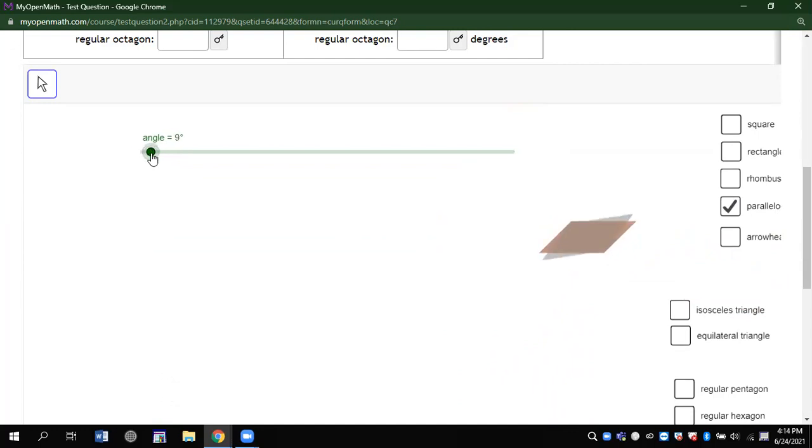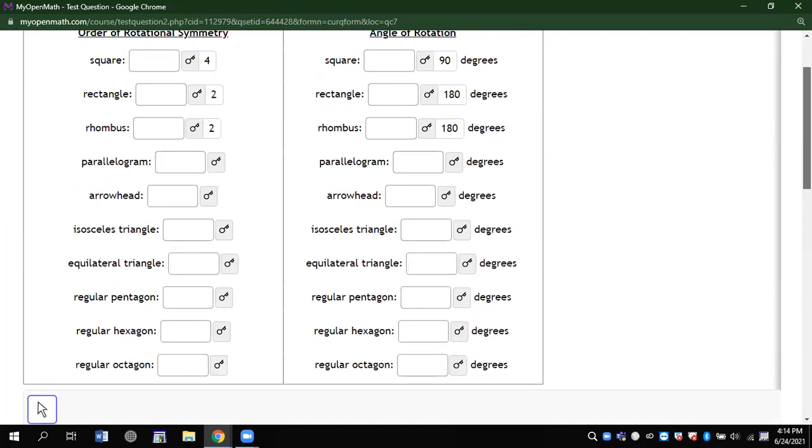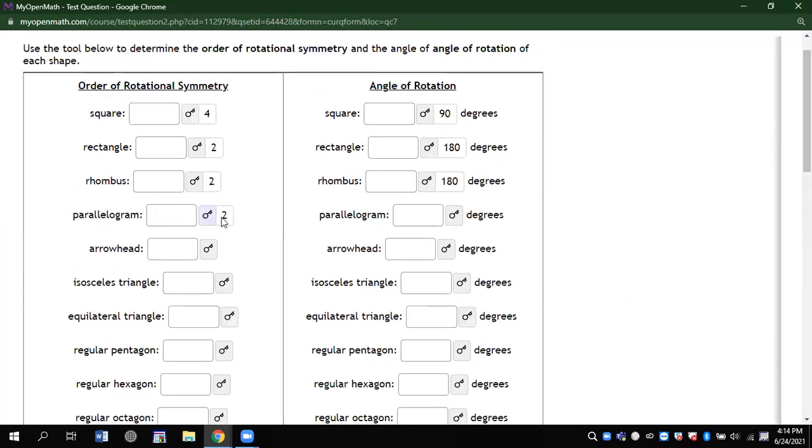So let's rotate it. How far till it comes back into itself? Boom, 180. Keep going, 360. So halfway and all the way, 180 and 360. So the order's 2. 2 times it went back onto itself. 180 degrees is the first angle of rotation.